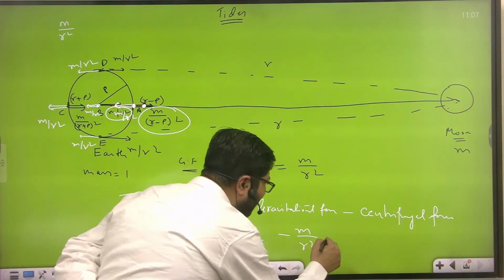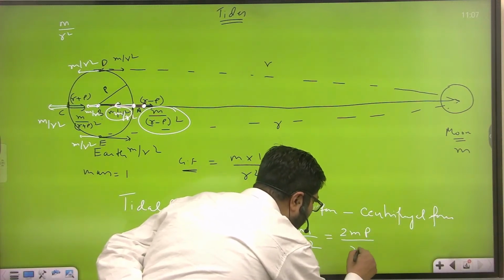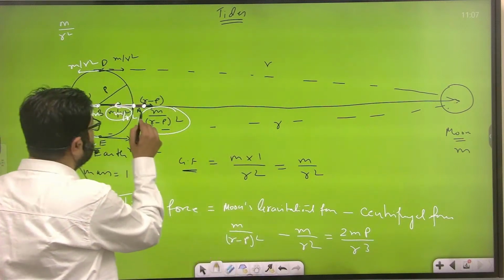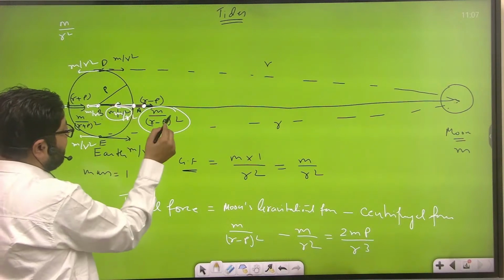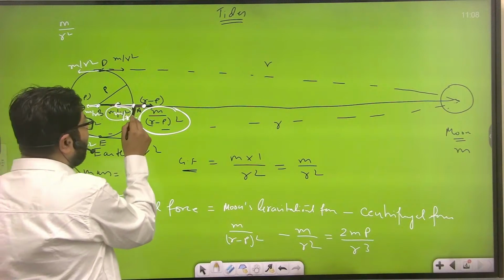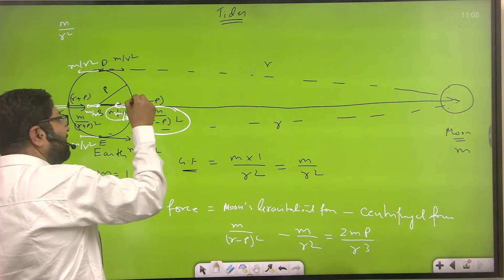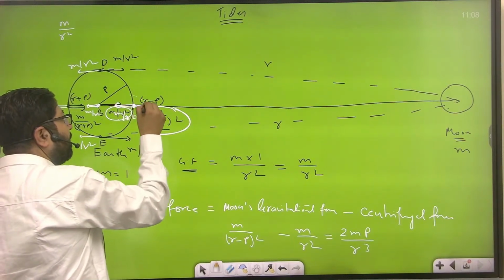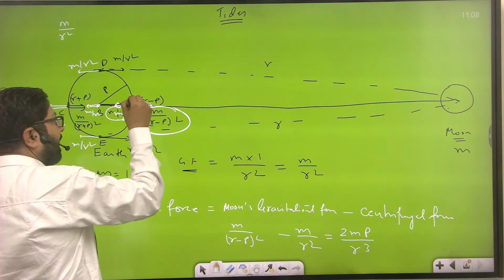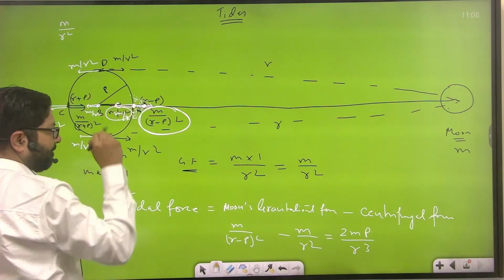इसको कैलकुलेट करने की जरूरत नहीं है, इसे याद कर लो. 2mp upon r cube. The tidal force in this direction is greater in magnitude as compared to m upon r square. The gravitational force of Moon is higher than centrifugal force. As a result, the bulging of sea will be in the direction of Moon. A high tide will be formed just below the Moon's meridian.